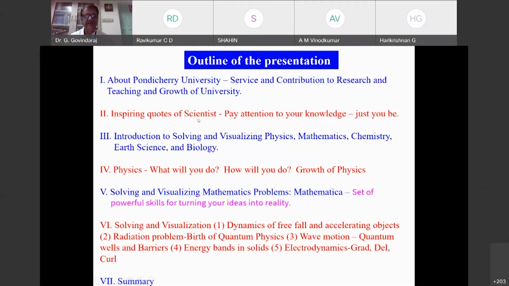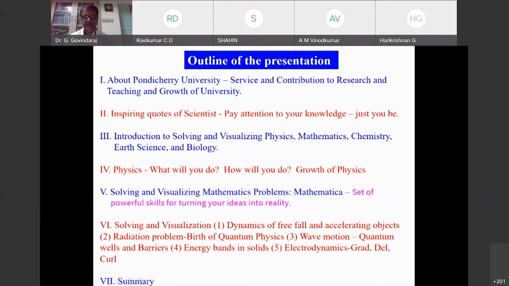There are some inspiring quotes by scientists. Then an introduction to solving and visualizing physics, mathematics, chemistry, science, and biology problems. Then solving and visualizing mathematical problems, where mathematics is a set of powerful skills for turning ideas into reality. There are powerful tools available to turn your ideas into reality. And then solving and visualizing the physics problem.